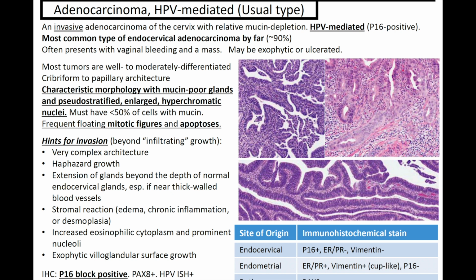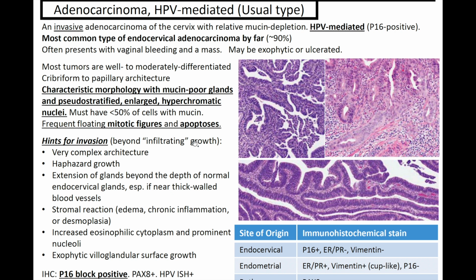Most tumors are well to moderately differentiated, cribriform to papillary architecture, with characteristic morphology, with mucin-poor glands and pseudostratification, enlarged hyperchromatic nuclei, and it must have less than 50% of cells with mucin. There are frequent floating mitotic figures and apoptoses, and some hints for invasion are destructive infiltrating growth, very complex architecture, haphazard growth, extension of glands beyond the depth of normal endocervical glands, stromal reaction, and other findings.